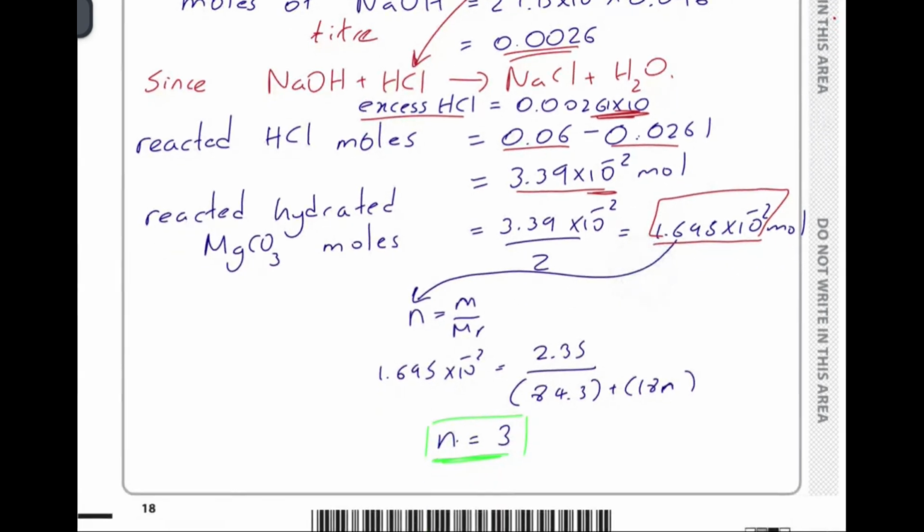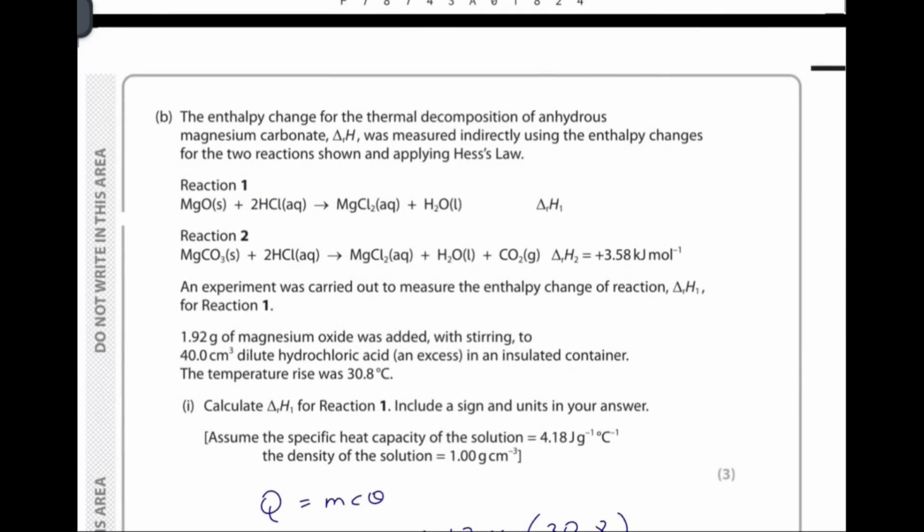So we should substitute that value into the equation n equals m over Mr, which is moles equal mass over molar mass, right? So after we substitute the value, we can make n the subject. So you will get n equals 3. Alright. So let's move on to part B.